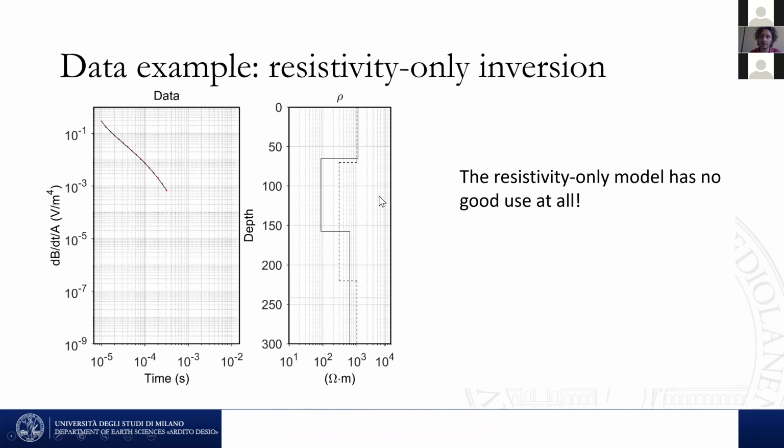The point here is that the resistivity-only model has no good use at all, because not only do we have wrong resistivity, but we also have wrong thicknesses. So the approach of removing negative data from the data affected by IP and inverting them with a classic resistivity inversion code actually does not work. It gives wrong resistivity and wrong thickness of the layers.